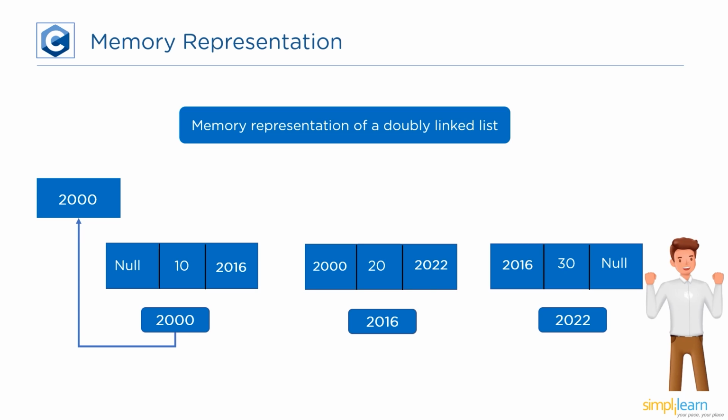And the next part of the first node is holding the address of the next node, that is 2016. And its previous is pointing to the null. Similarly, the second node is holding the address of the third node, that is 2022. And its previous is holding the address of its first node, that is 2000. Whereas the third node's previous is holding the address of its previous node, that is 2016, and its next is pointing to the null. And in this way, they are linked together.